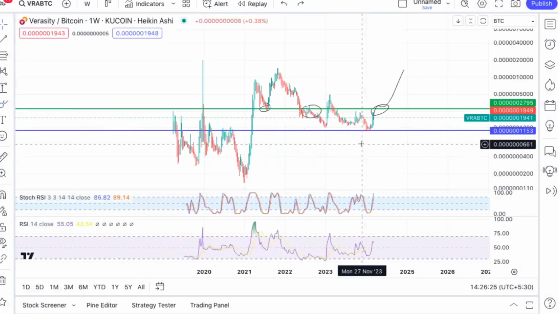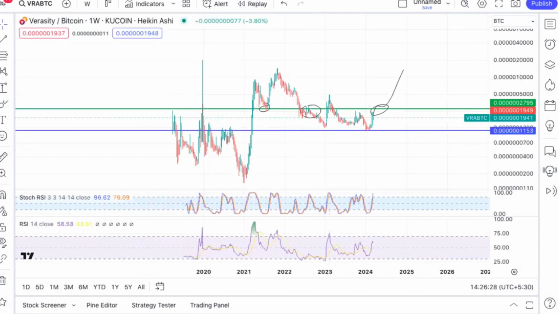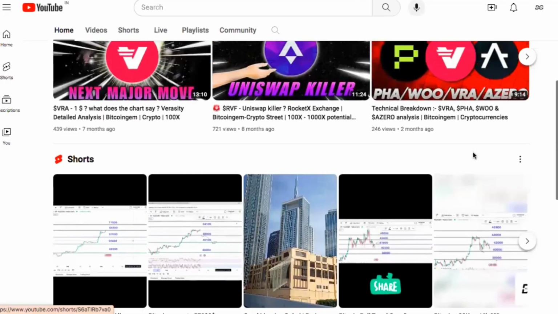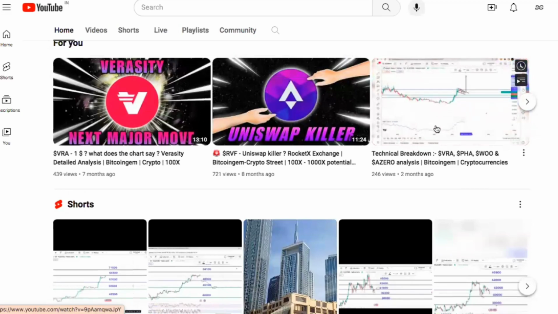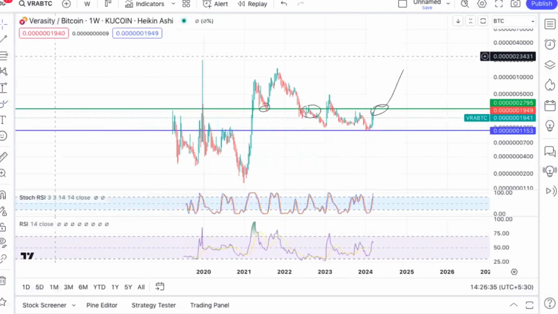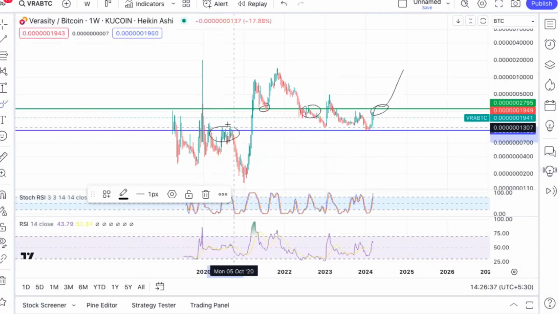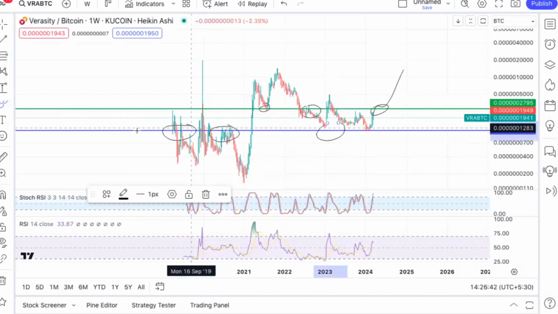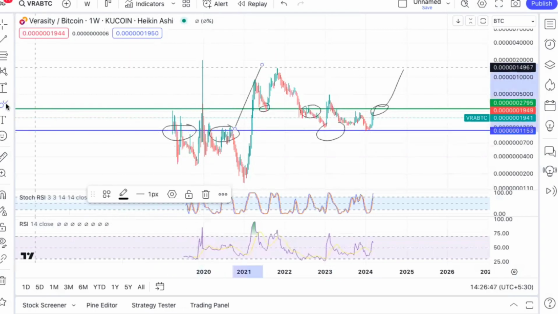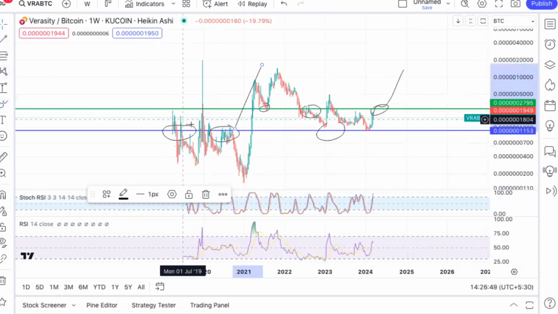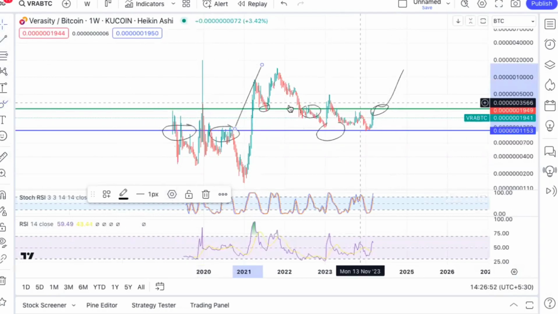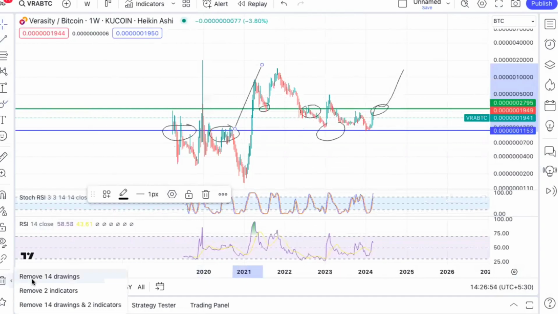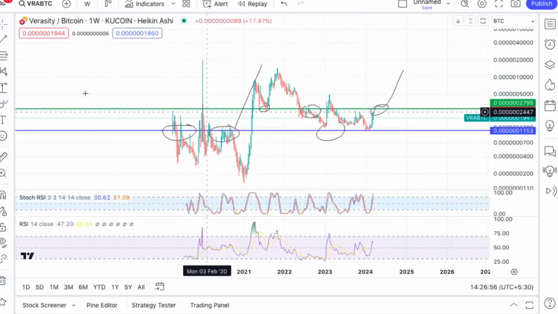You see this beautiful retest I had called in a previous VRA video a few months back. You can go and check that out and see the accuracy of my analysis. I told you that this is a zone where VRA will flip it into support. It was a previous bear market resistance zone, and breaking that zone caused this massive alt season and this VRA pump against Bitcoin. Similarly, VRA has not broken out of the bear market accumulation zone against the Bitcoin pair.